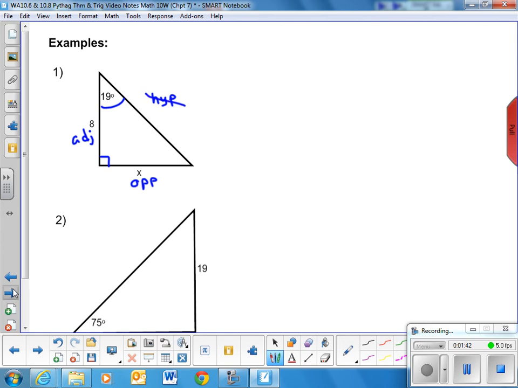Our hypotenuse in this question doesn't help us. It's not the side that we're given, and it's not the side that we're looking for. So we're looking for the opposite, and we're given the adjacent side. That means that we're going to use the tangent function. The tangent of any angle is equal to the opposite side divided by the adjacent side. So in this question, the angle that we have is 19. The opposite side is x, and the adjacent side has a length of 8.